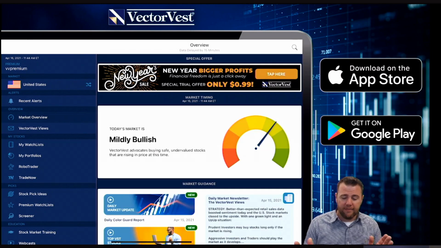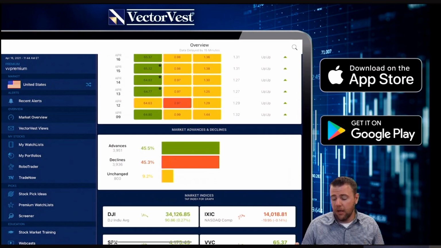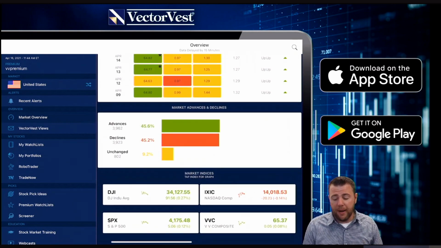All right, and I'll leave you guys off with the market timing. So right now we are one tick into the green still. We're still mildly bullish. We're back to mildly bullish. We advocate buying safe, undervalued stocks that are rising in price at this time. And then we look at the advanced decline zone, basically that 1-to-1 ratio right there.